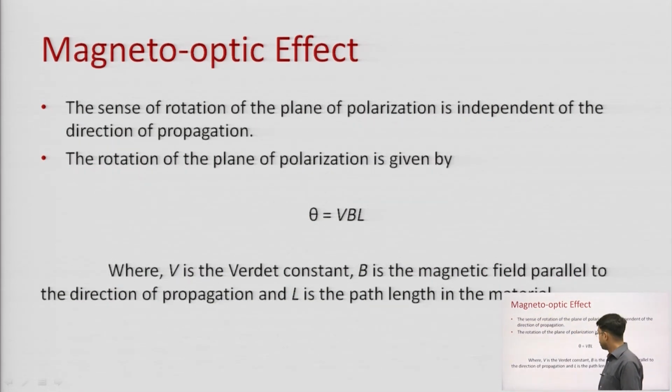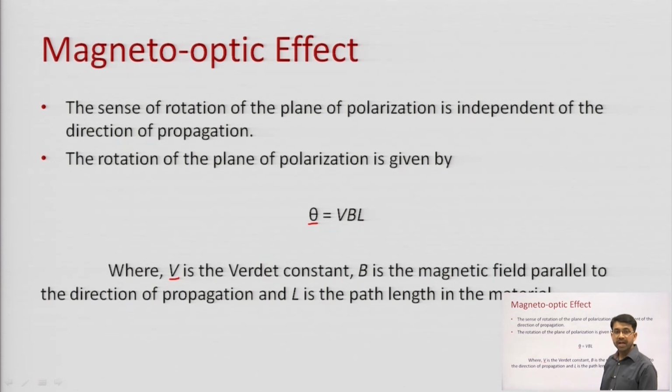So, there is an equation. This angle of rotation depends on 3 parameters. It is equal to V into B into L, where V is a constant, that is called Verdet constant, B is the component of magnetic field parallel to the direction of propagation, and L is the path length, the length of the material through which the plane polarized light ray is passing.